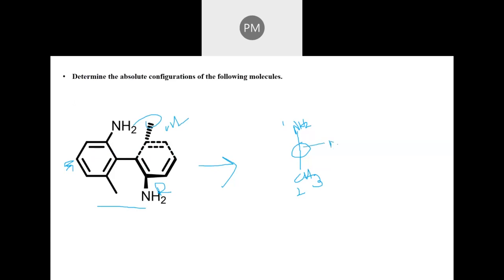So NH2 is on the right side and methyl will be on the left side. Now we have to give the priority. Priorities 1 and 2 we have already given, so the next will be 3 and 4. Now we have to see whether the rotation, first, second, third, is clockwise or anti-clockwise. The rotation is anti-clockwise, so the configuration of this molecule will be the S configuration. So this will be right.